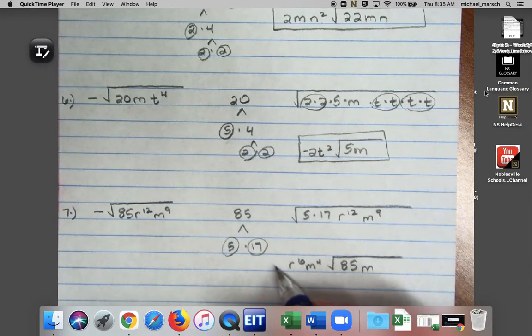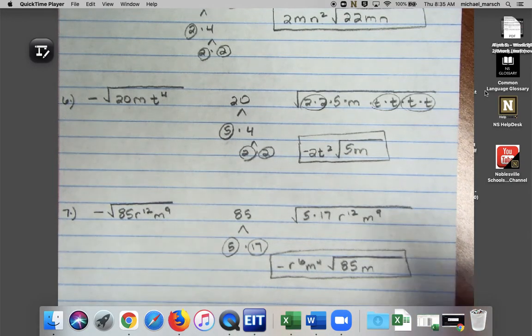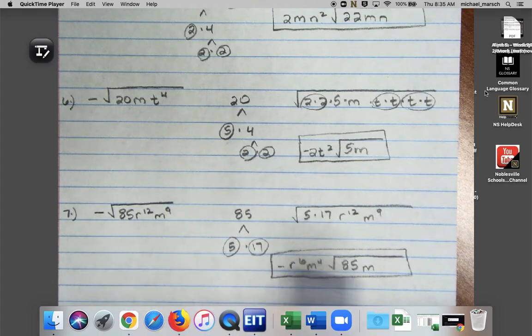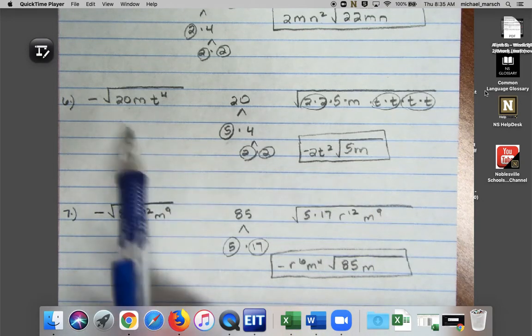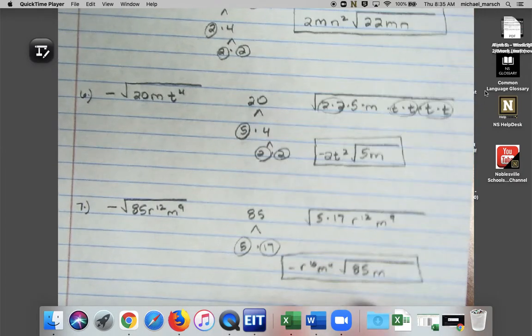So then again, of course, I'm going to put this negative down here and then finish it up. So the negative should not scare you. It just goes back with your answer, and you can see how easy it is to forget that. So don't forget.